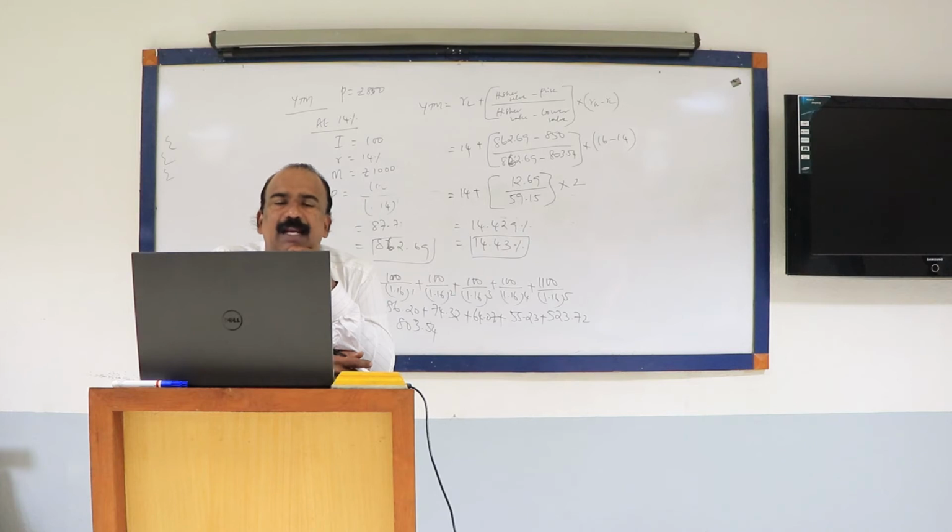All of you understood the trial and error method? For the trial and error method, you need to have two values: one value which is higher than the price, another value which is less than the price. Then only you can interpolate. So the interpolation equation is RL plus higher value minus the price divided by higher value minus the lower value, into higher rate minus lower rate.